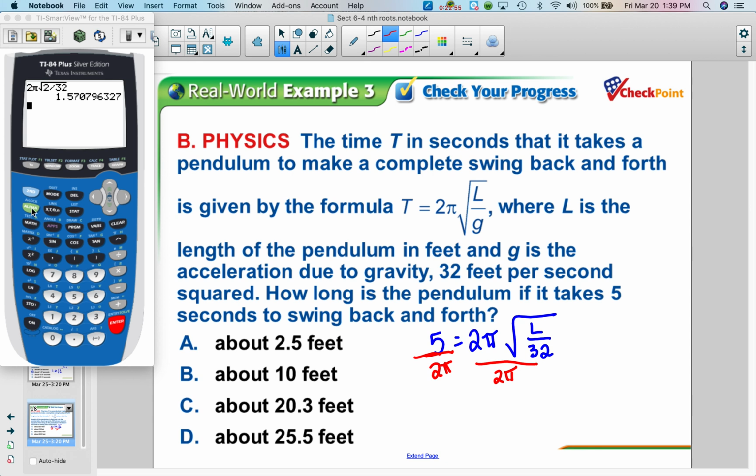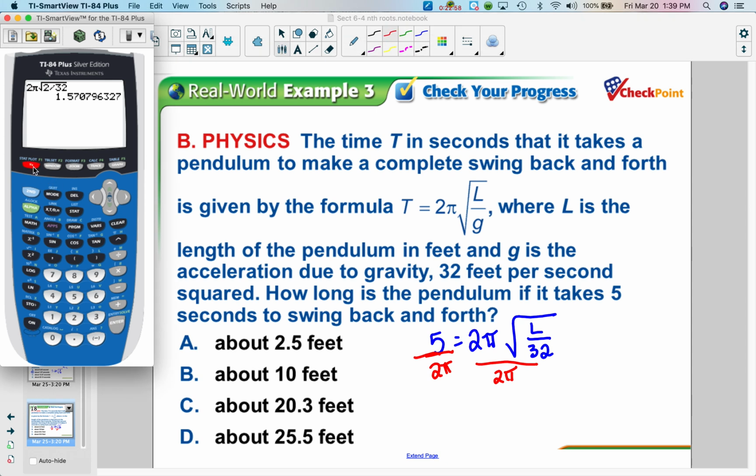So I'm going to set it up as a fraction. I'm going to show you a couple different things because I want to show you some common mistakes. 5 over 2 pi. So I can do that, and I get that answer. A lot of times people do this, 5 divided by 2 pi. And notice you get something very different.